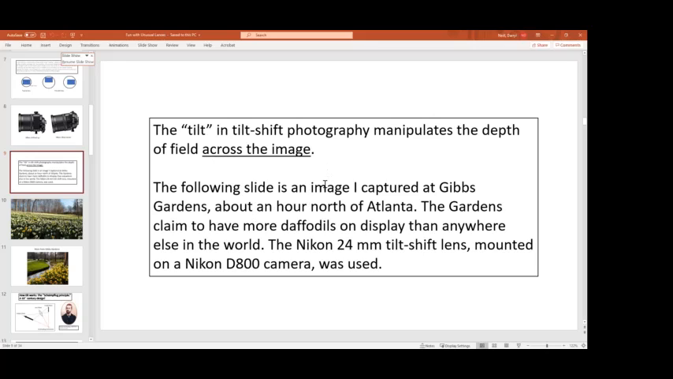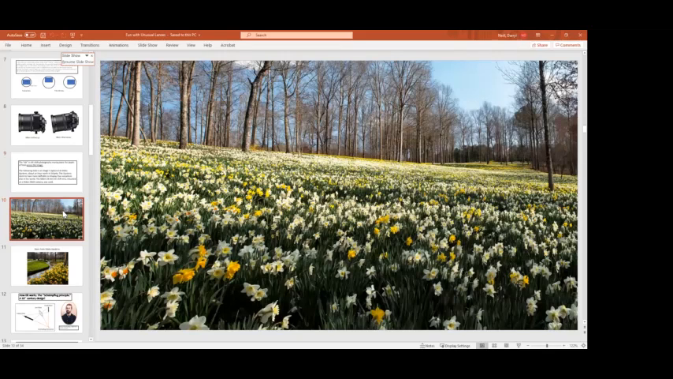So here's a slide of a picture I took just a couple years ago at Gibbs Gardens, which I recommend. They now are in the state where they're showing what you'll see in my picture, which is they believe they have more daffodils planted than anywhere in the world. It's about an hour north of Atlanta. So I took along my 24 millimeter tilt shift lens and look. Ever seen acres of daffodils right there in front of you? They have something like 20 million.